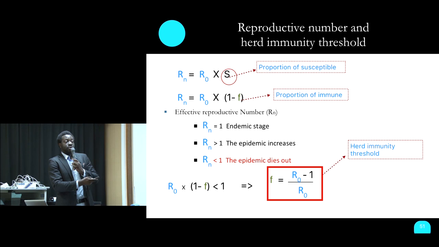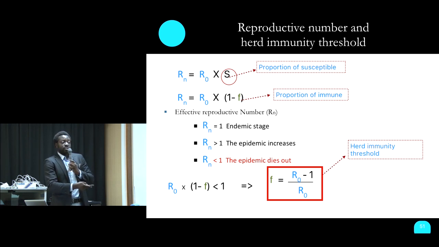So for an infection to take off, the effective reproductive number should be more than 1. But if we want to control the infection, we should make sure that the reproductive number here is less than 1. So this here, which is our effective reproduction number, should be less than 1 if we need to control the epidemic.